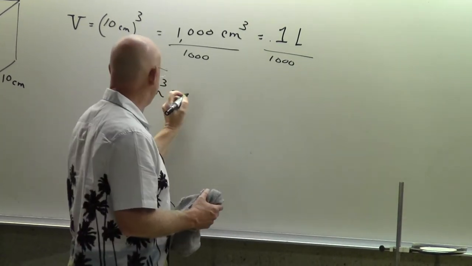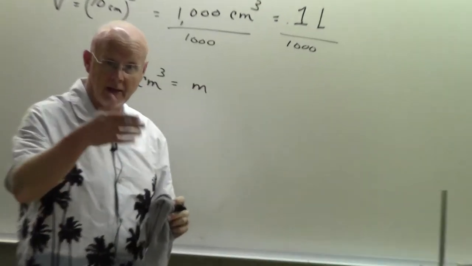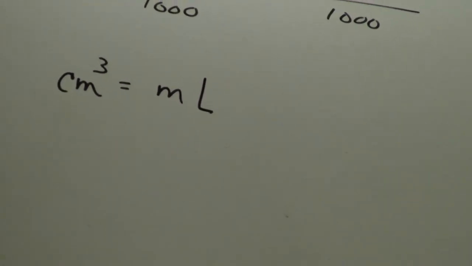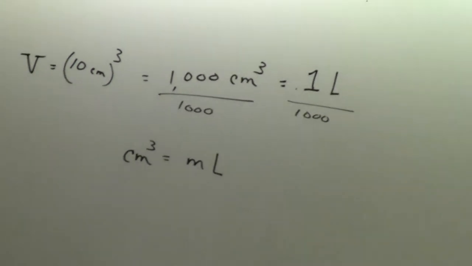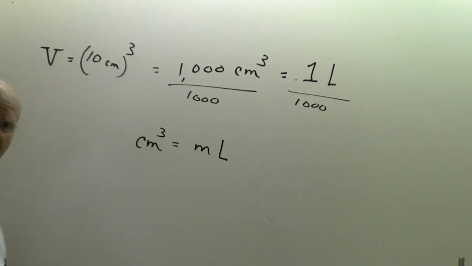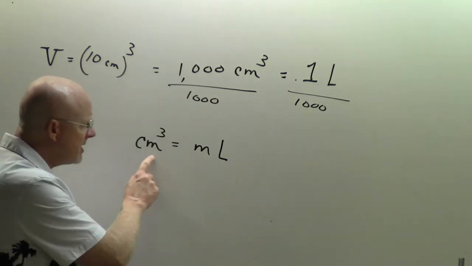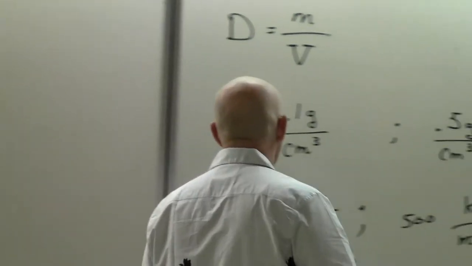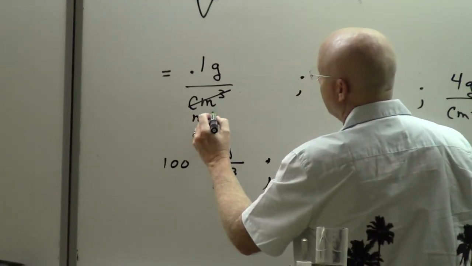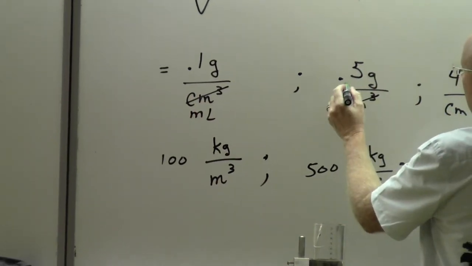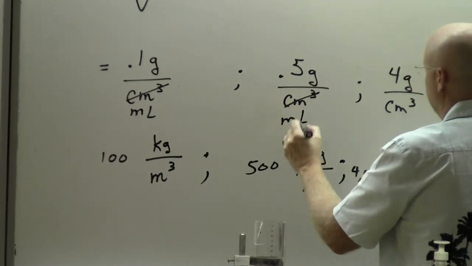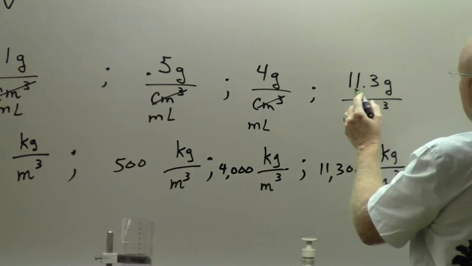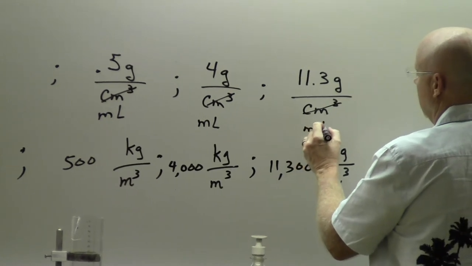Well, let's use the prefix milli for that. That's what milli meant, 1,000th. And so this would be a milliliter. And so in case you didn't already know this, let me point out, because we see this a lot, like I said, maybe more in chemistry than in physics and even in biology, but a cubic centimeter is a milliliter. And so that means over here, this could have been written as a tenth of a gram per milliliter, a half a gram per milliliter, 4 grams per milliliter, and then 11.3 grams per milliliter.